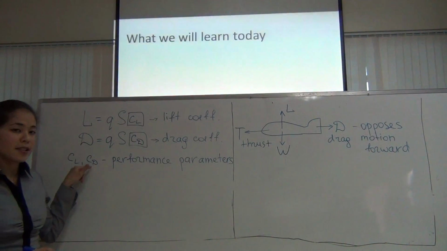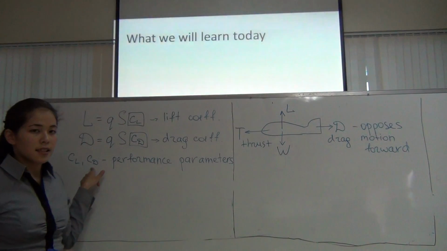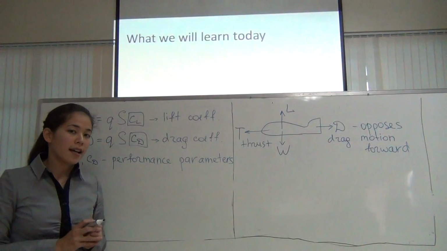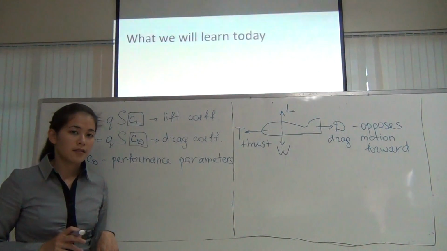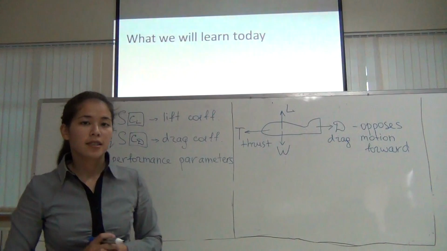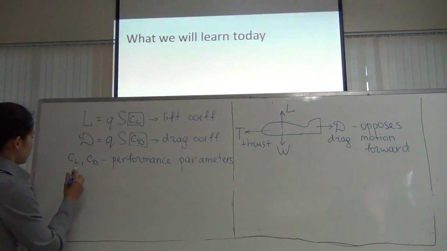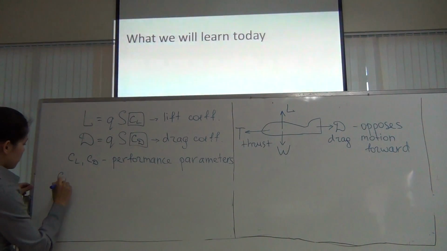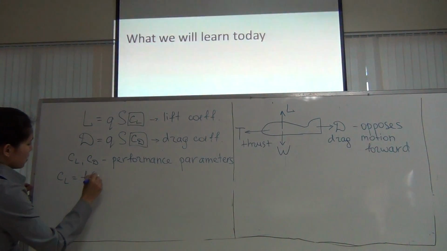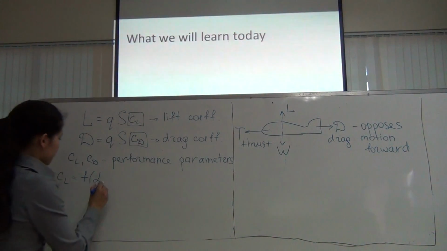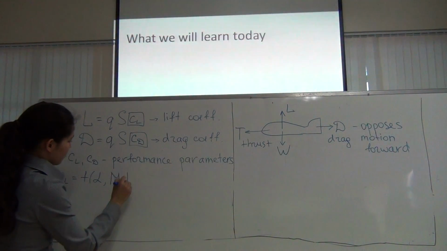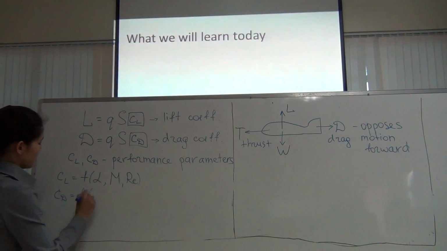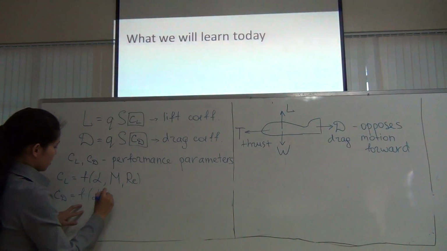And it was determined that lift coefficient and drag coefficient depend on angle of attack and also on two other dimensionless numbers, which are Mach and Reynolds number. So let me define them. Let's write it down that CL and CD are functions of angle of attack, alpha, Mach number, and Reynolds number. And CD is the same. It depends on the same parameters.